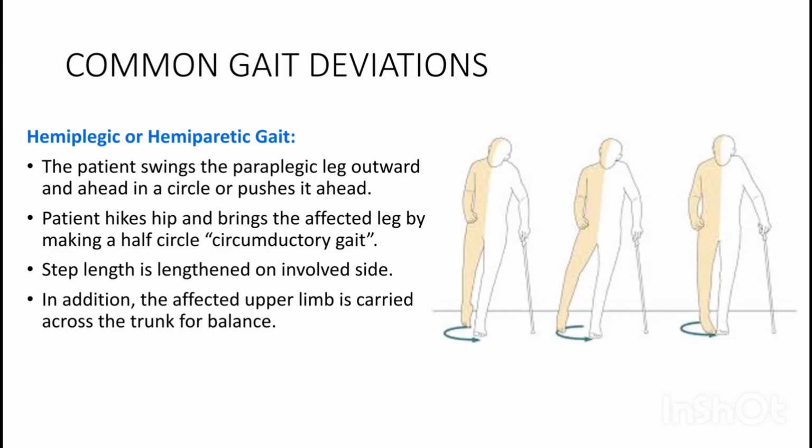Next is the hemiplegic or the hemiparetic gait, which is classically known as the circumductory gait. The patient swings the paretic leg outward and ahead in a circle or pushes it ahead. This is due to spasticity in the lower extremity muscles, which makes it difficult for the patient to clear the foot during swing phase. The patient hikes the hip and bridges the affected leg by making a half circle, known as a circumductory gait. Step length is lengthened on the involved side. In addition to this, the affected upper extremity is carried across the trunk for balance.